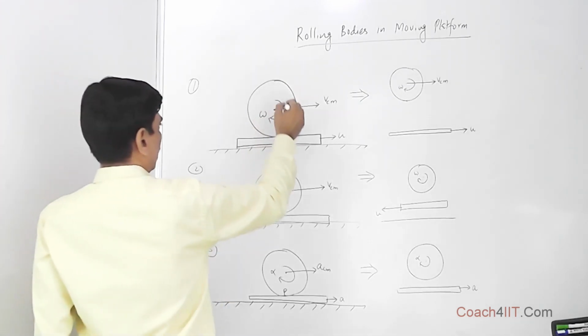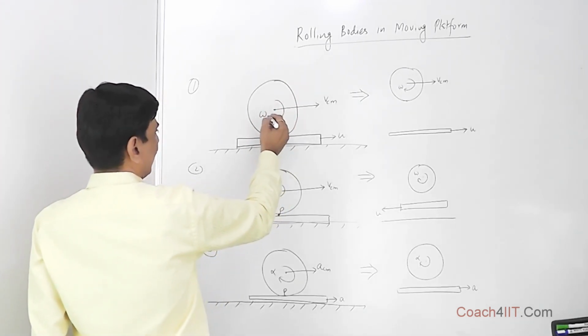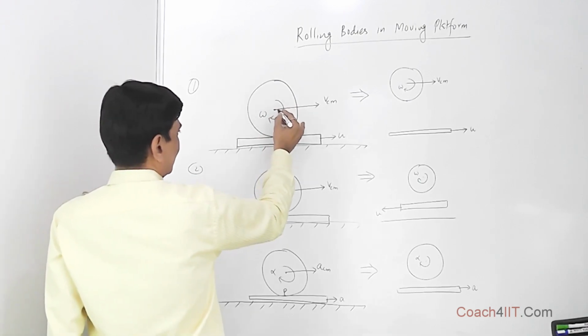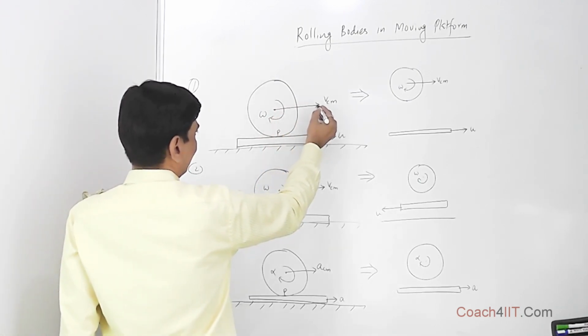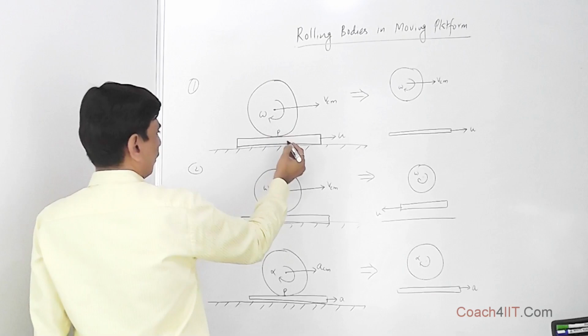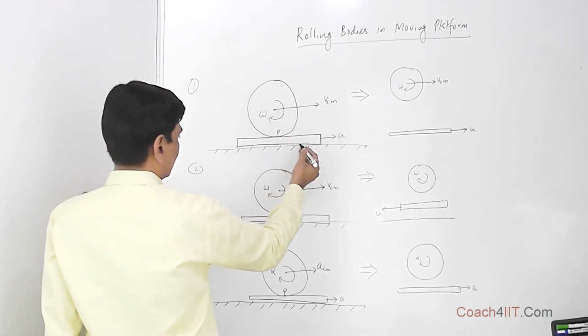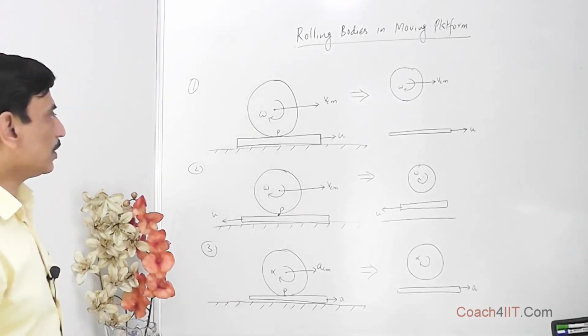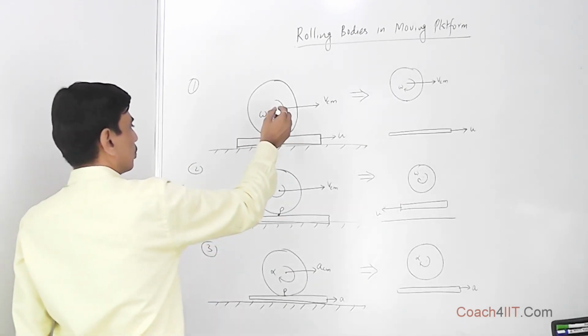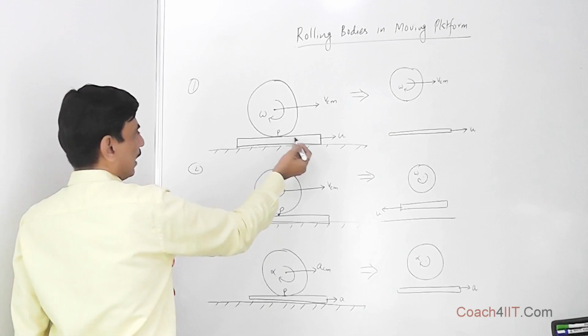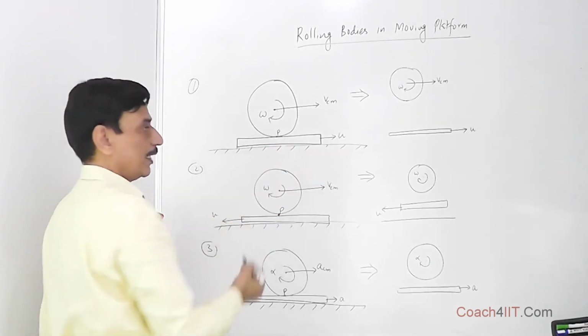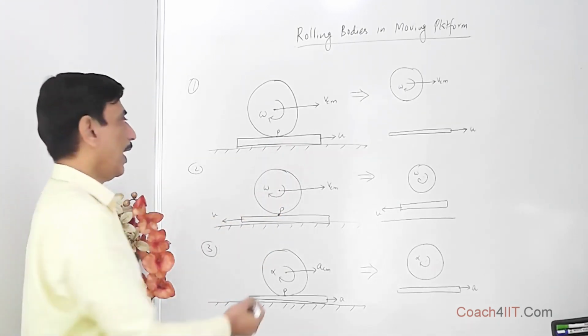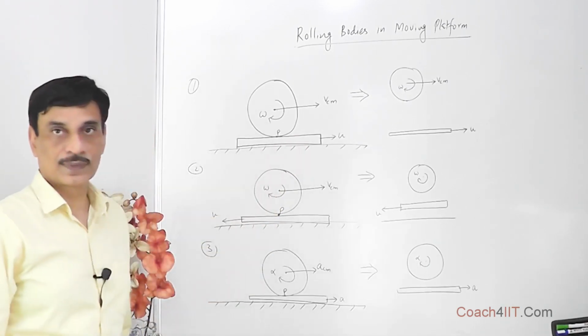This is a rolling body having angular velocity omega, and its center of mass has a velocity vcm. This is on a platform. The platform is, let's say, on a frictionless surface, and the platform has a velocity u. When we say there is no slippage between this rolling body and this platform, it means the point of contact should have the same velocity as that of the platform itself.